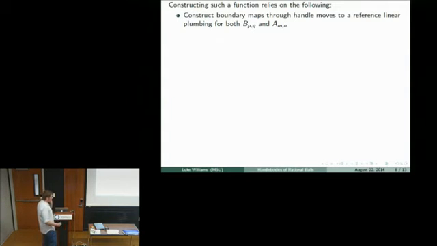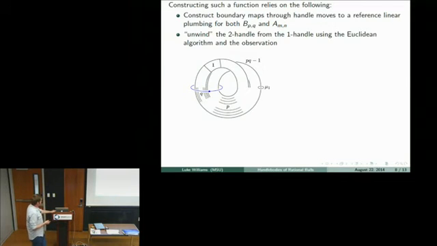We can do essentially what Selman was talking about yesterday by going to a reference manifold. And so what we want to do is think of mapping the boundary of BPQ to some linear plumbing, mapping the boundary of AMN to some linear plumbing, and seeing those as agreeing. And so how are we going to map this to a linear plumbing? Well, what I want to do is, in quotes, unwind the two-handle from the one-handle. And this is going to use the Euclidean algorithm, which it necessarily has to because the continued fraction expansion of p squared over pq minus 1 involves the Euclidean algorithm.